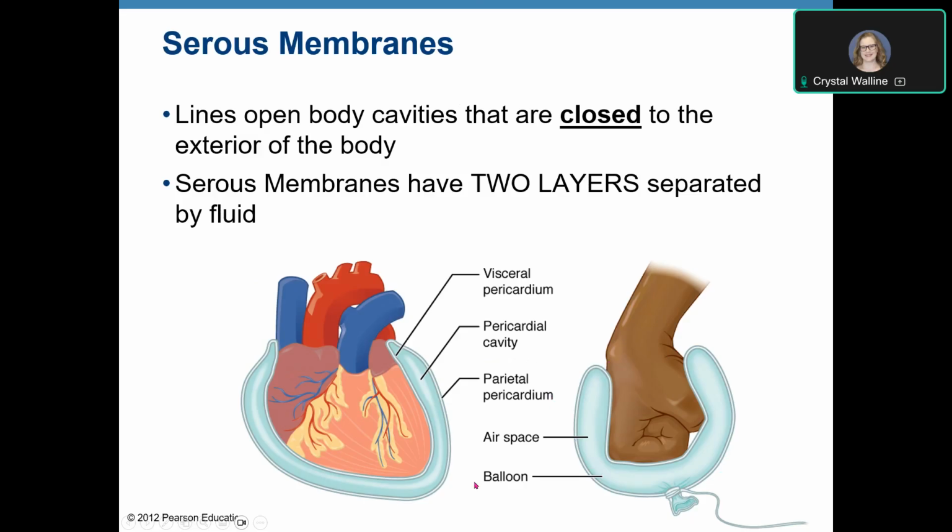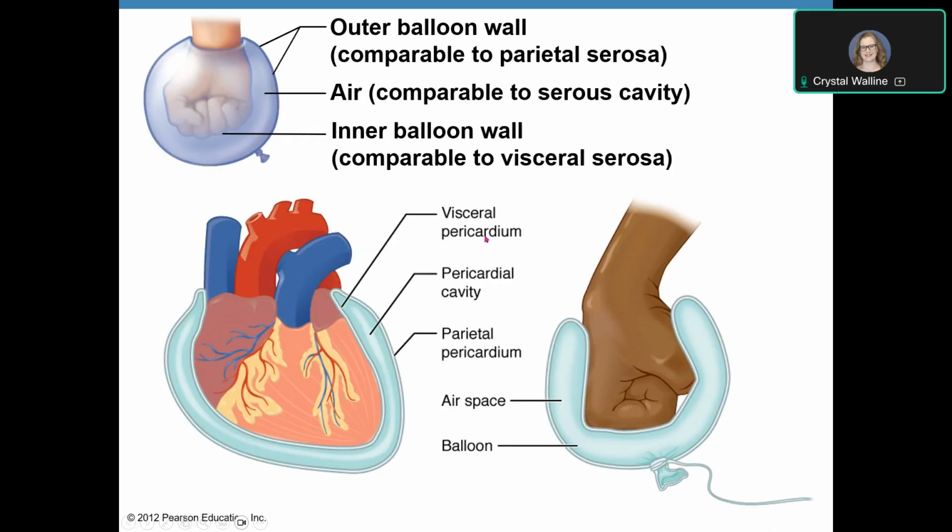So here we see an example of that, and this particular serous membrane is wrapped around the heart, and so it is referred to as the pericardium. So "em" means that it's a confining membrane, "card" is referring to the heart, and "peri" means around. So this literally translates to a membrane that wraps around the heart.